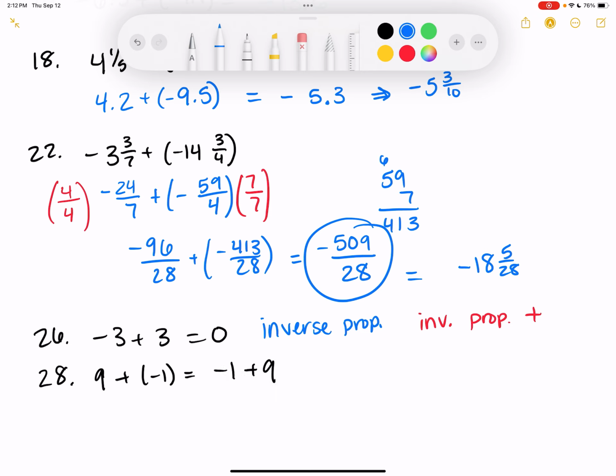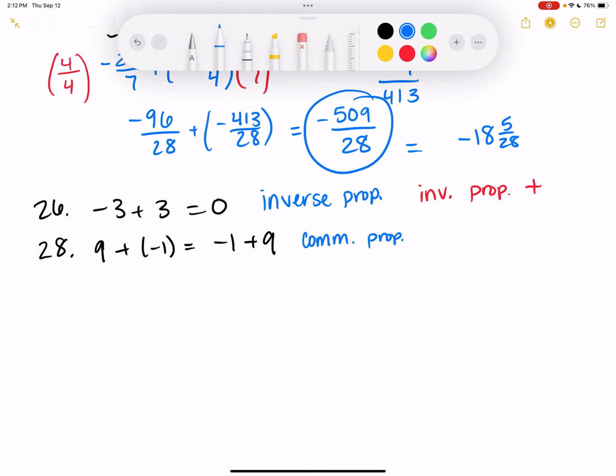28. 9 plus -1 is equal to -1 plus 9. What is this one? Commutative. So I usually abbreviate it like that when I'm doing it.